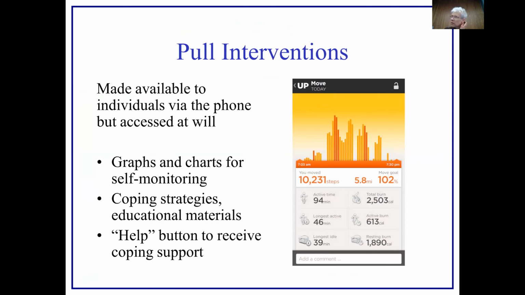I'm going to return back to pushes as we go through, but I just want to make sure we're all on the same page. So here's an example of a pull. You just go to the phone, you open the app, you can self-monitor, see how many steps you had. You might be able to get some coping strategies if you're concerned. Say, if you're struggling with alcoholism, you might have some coping strategies to manage craving and stress. Often there is a help button in many of these interventions. The participant goes to the phone, presses the help button, and requests support.